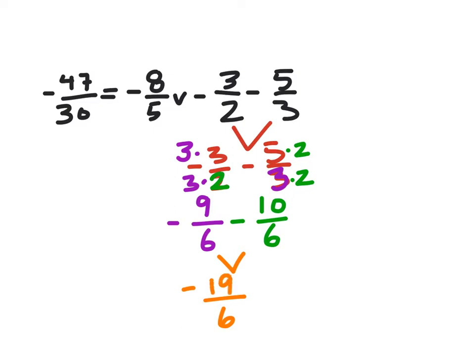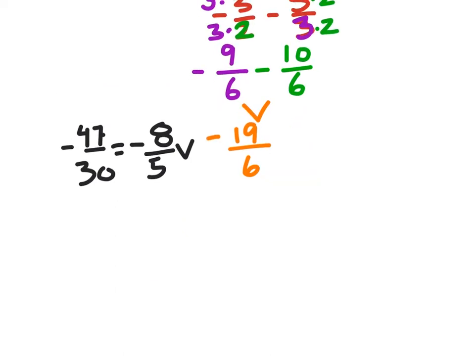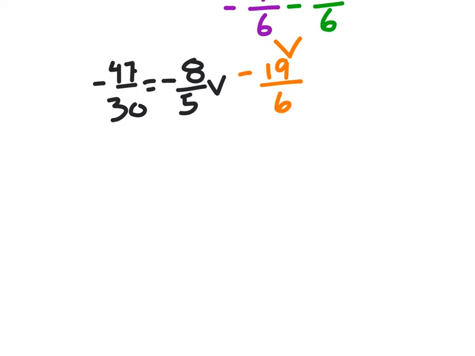Now that was just combining those two like terms, but we still have the other three terms, the negative 47 thirtieths, and also the negative 8 fifths v. Alright, so we did that operation, and I'll show this again, but I just need the space right now, so I'm going to move that up. And the next thing I would do is look and see, well, I have all my v's right now on the right side of the equal sign. I'm going to keep them there.